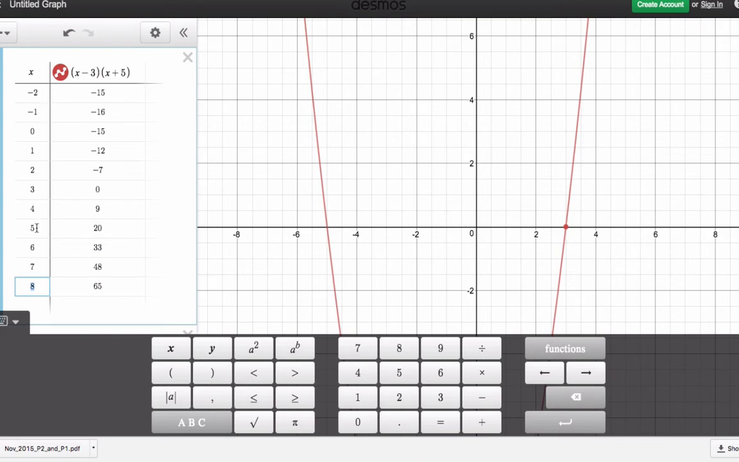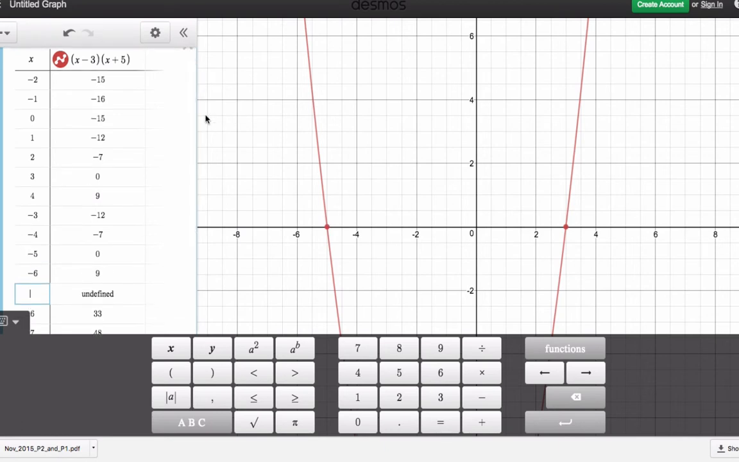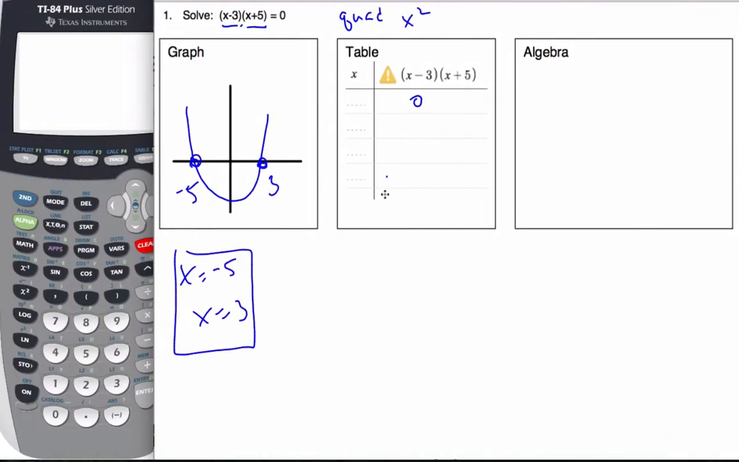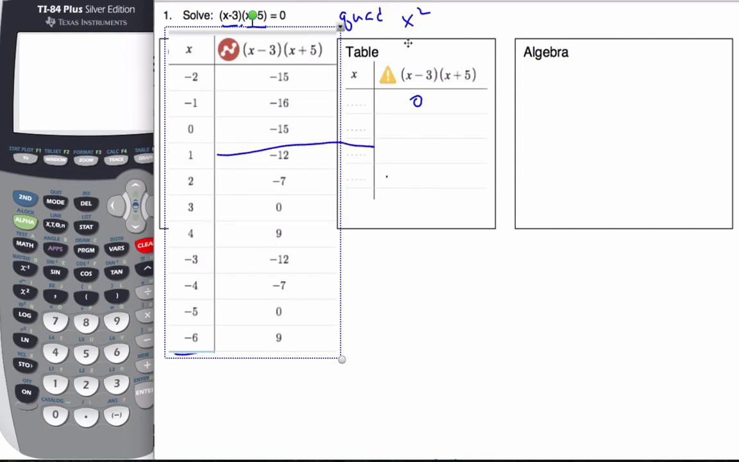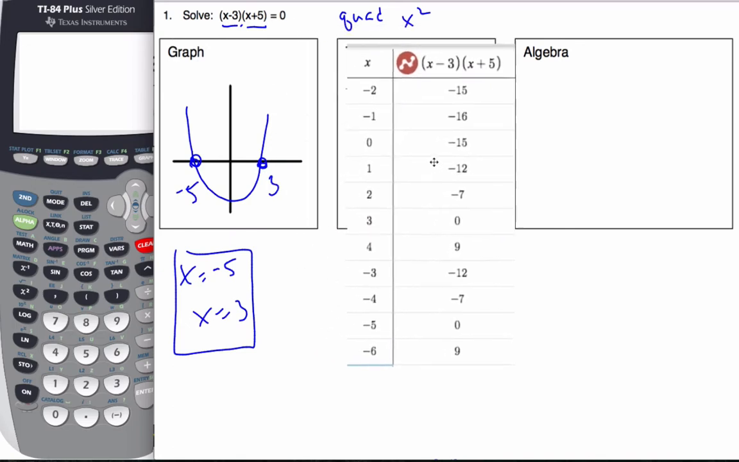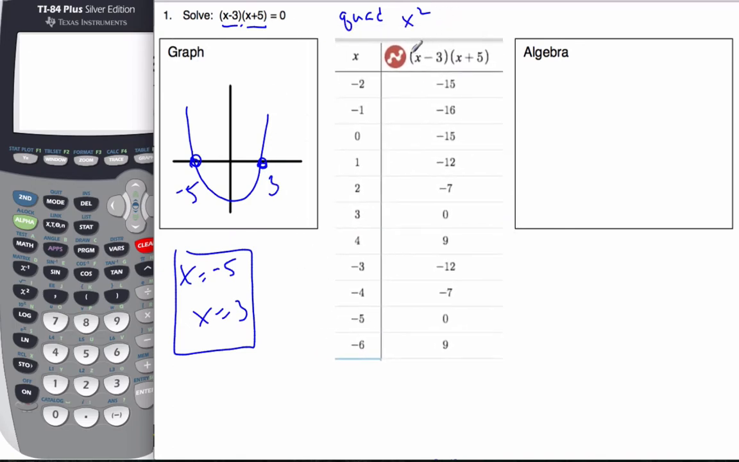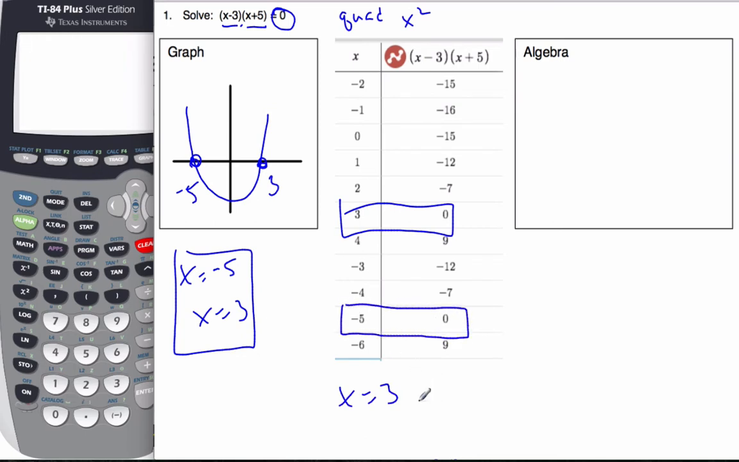But what happens if I go -3 or -4 or -5? Oh, there's my 0. And again, I can see from this table, if I plug my table in, I can see quite clearly that I want this calculation to be 0 because that's what it's saying. That happens when x is 3, so x equals 3, or x equals -5.